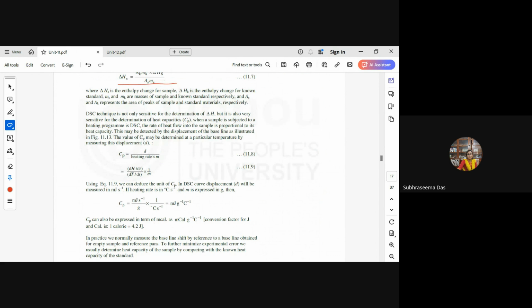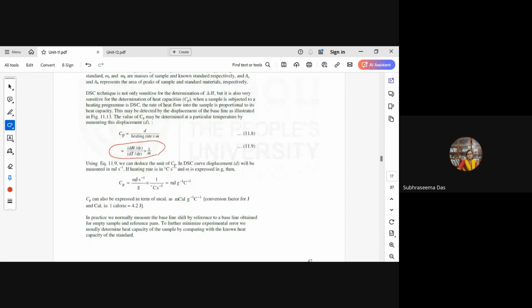Now, the DSC technique is not only sensitive for the determination of delta H, but it is also very sensitive for the determination of delta Cp, that is the heat capacity. This may be detected by the displacement of the baselines. The value of Cp can be determined at a particular temperature by measuring the displacement, and it is given as Cp is equal to dH by dt divided by dT by dt, into 1 by m. So using equation 11.9, we can deduce the unit of Cp.